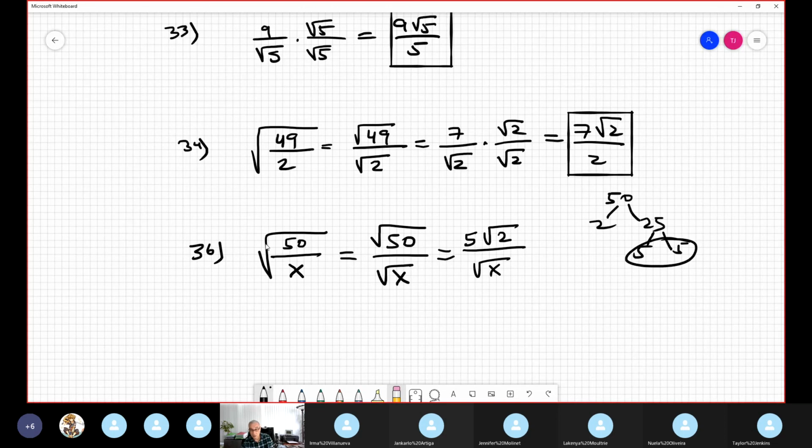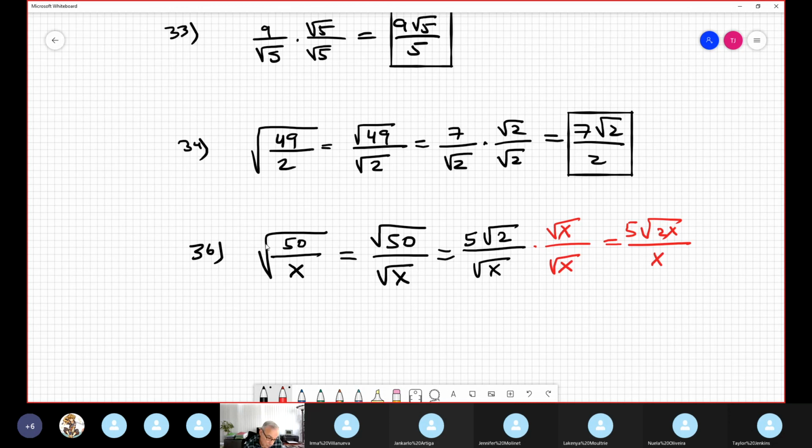Did I finish? No, because I need to rationalize. How? Multiply by the smart one, which in this case is radical x, because it's the radical I want to eliminate. On the top we have 5 radical 2x. I can condense it in only one radical. And this gives option D. Now we finish.